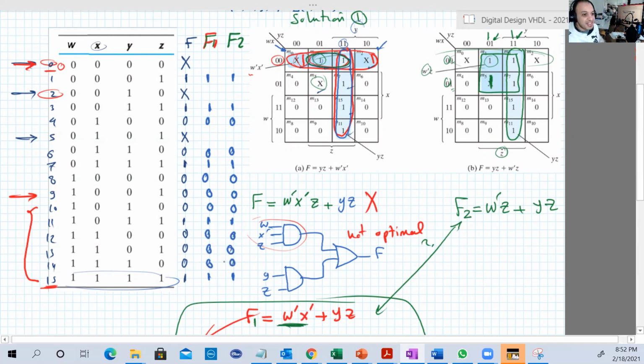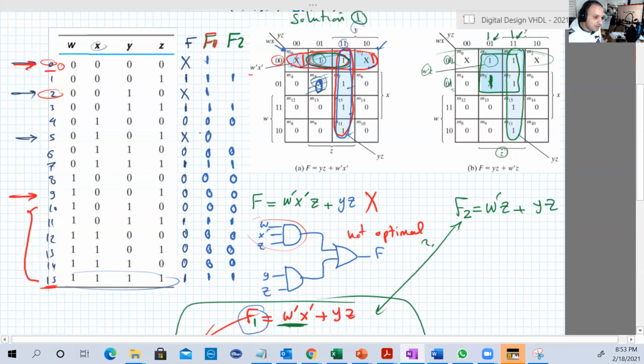So what is the difference? The difference between F1 and F2 lies in the don't cares. So for F1, we consider the don't care at 0 as 1, and the don't care at 2 as 1. And the don't care at 5, which is this one, we didn't count it, right? We didn't include it in any of our terms. So this means we consider it as 0 without saying it, but this is 0. So we consider this as 0, which is M5.